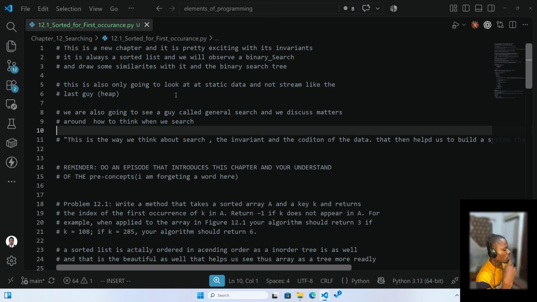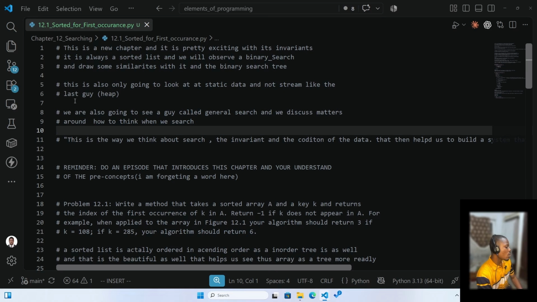This is also only going to look at static data and not a stream like the last one, heap. So we're talking about the way we are going to handle data this time around. It's not going to be like when we're working with heaps, where we are designing our system to receive streaming data, so as the data comes, we recalculate. This one is telling us that we are just getting one batch and we are going to solve it.